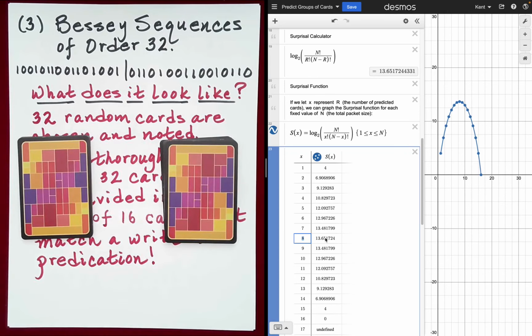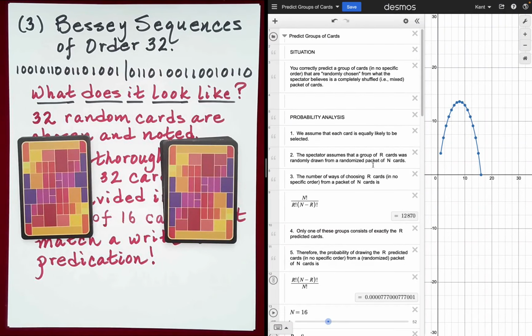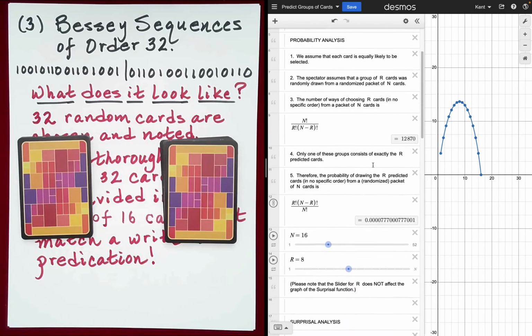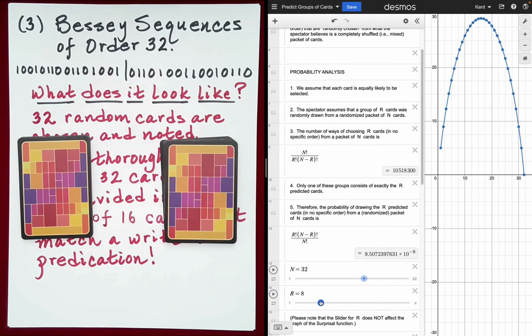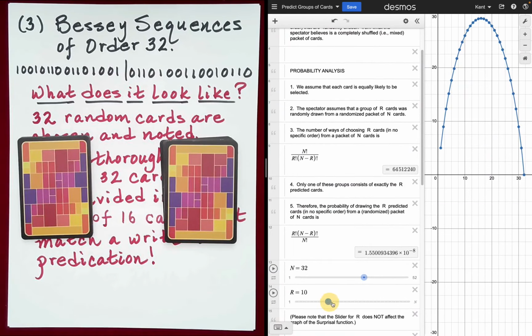Absolutely amazing. Okay, so what is the surprisal value for this particular routine? Well, let's come back to our Desmos activity here. So what we'll do is we'll use the sliders and we'll move the first slider over to 32. And then we're selecting "16 cards at a time" because we divided the 32 cards into half, 16 cards in each. So how many combinations are there of 32 objects taken 16 at a time?